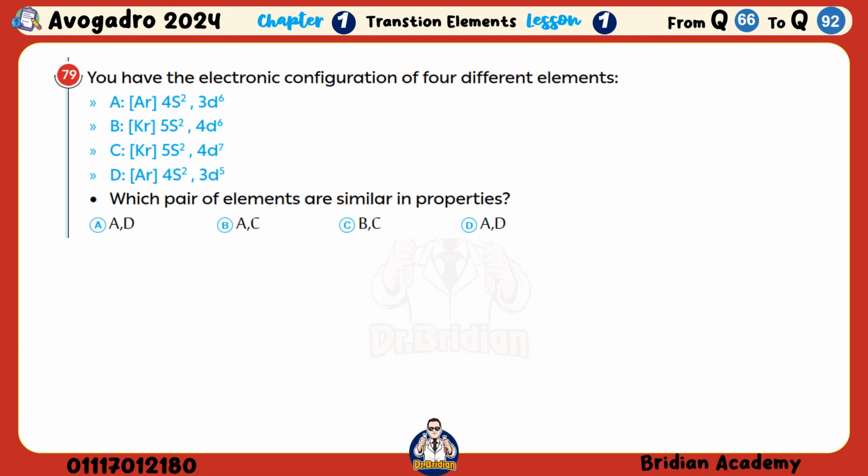Question number 79. You have the electronic configuration of 4 different elements, A, B, C, D. Which pair of elements are similar in properties? Similarity in properties has two possibilities. It will be in the same group and in the same period.